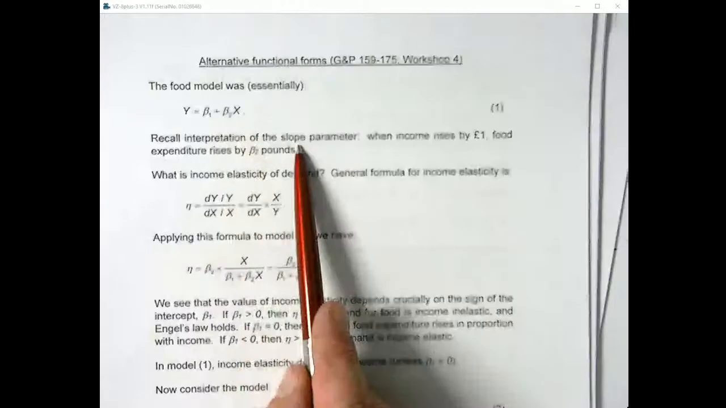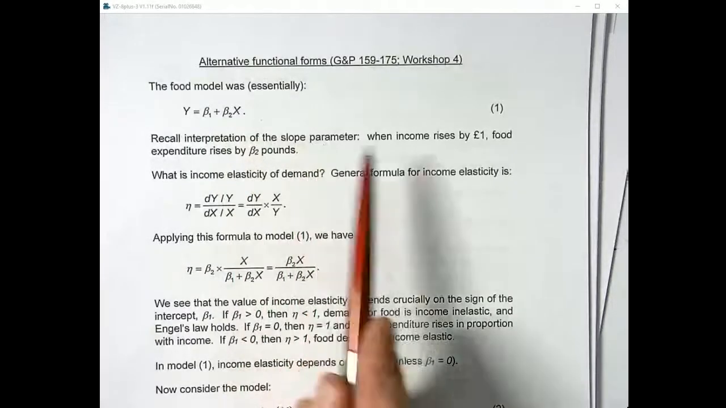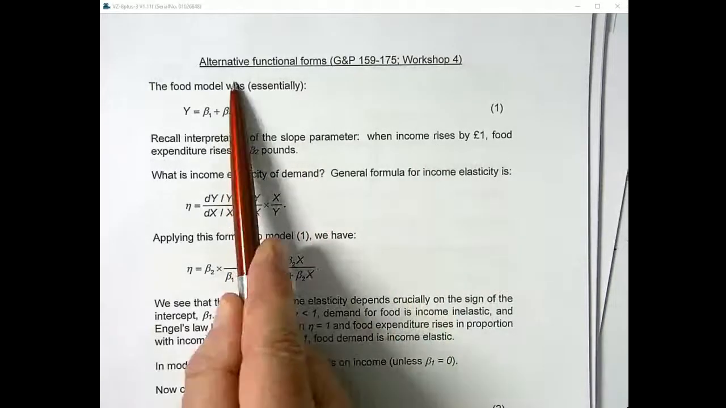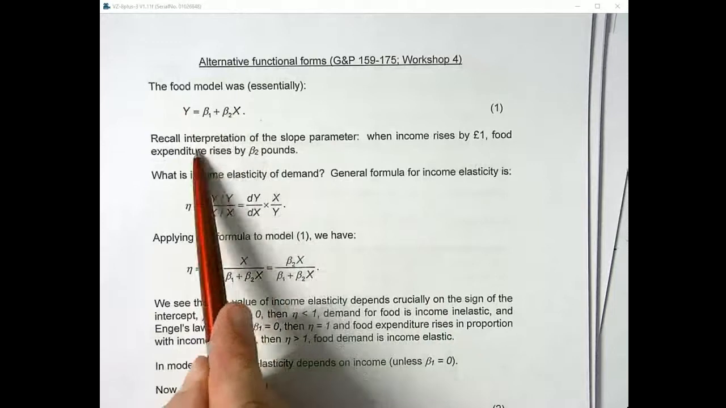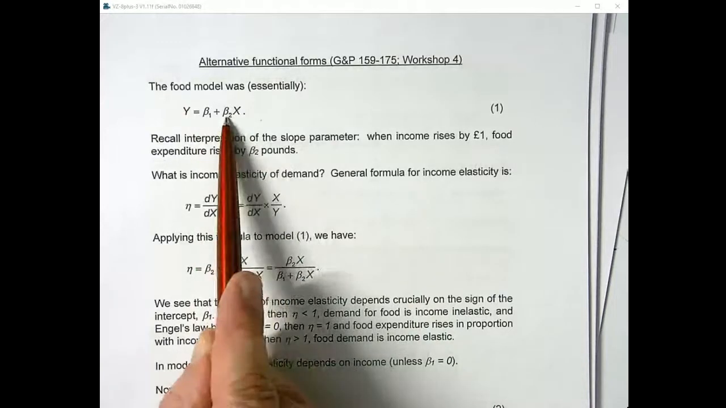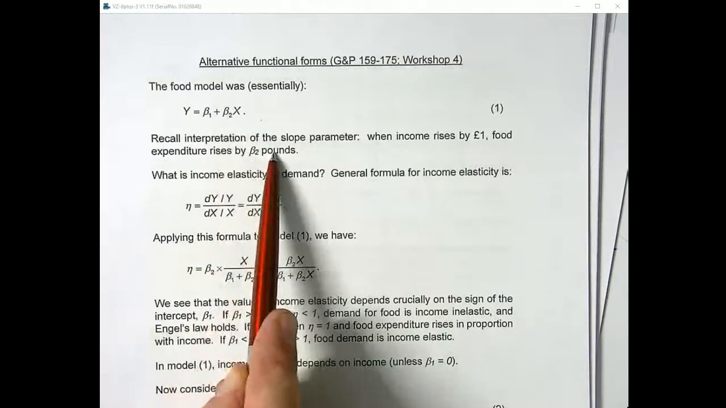Recall the interpretation of the slope parameter. When income rises by £1, food expenditure is predicted to rise by beta 2 pounds. That's the interpretation of the slope in this model.